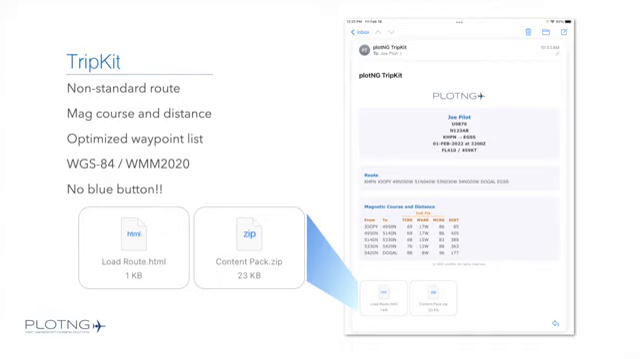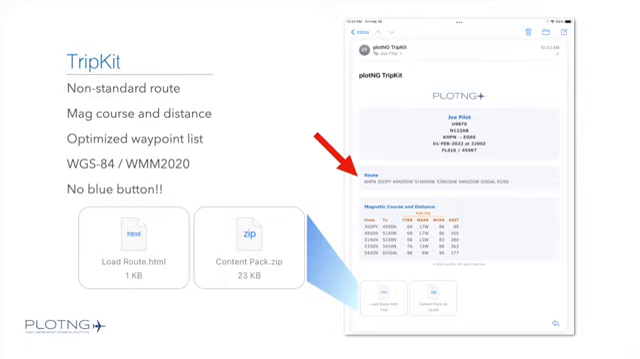Also notice the size of the content pack. It's 23 kilobytes. This is down from 600 kilobytes. Because of this reduction in size, in-flight reroutes that could benefit from a new PlotNG trip kit no longer require any special PlotNG commands in the subject line of the email. Everything downloads in an instant. Your Wi-Fi costs are much less expensive, and your connectivity will be far more reliable.